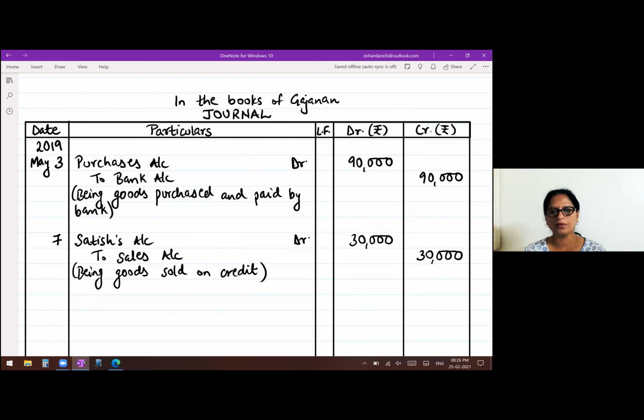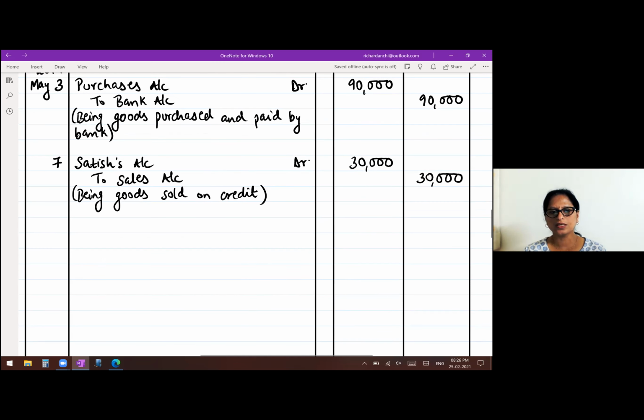Okay, now you're paying postage. So postage is an expense because you're paying. It's a nominal account. Rule says debit expenses and losses. Okay, and how are you paying? Cash. So cash is a real account. Cash goes out. Credit what goes out.